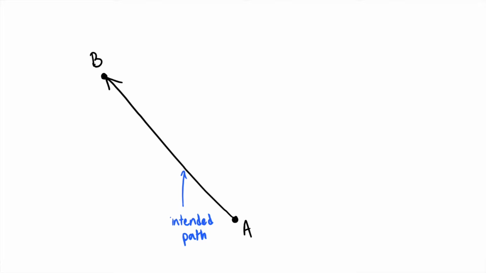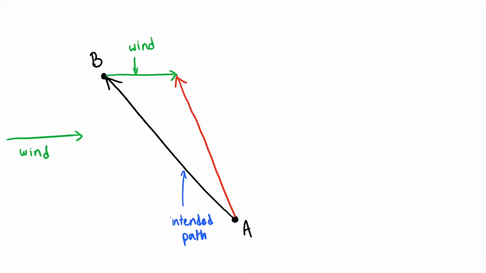Now, ideally, the plane would be able to take off from the airport in city A and fly directly to city B on its intended path. However, there's a wind blowing in from the west, so an easterly blowing wind is going to knock the plane off course. If I draw the intended path of the plane, so the route it's actually flying, tip to tail with the wind path, then this red resultant vector represents the actual course of the plane.